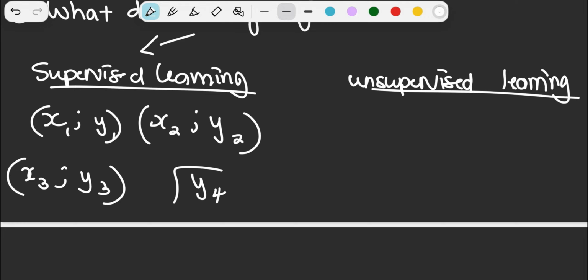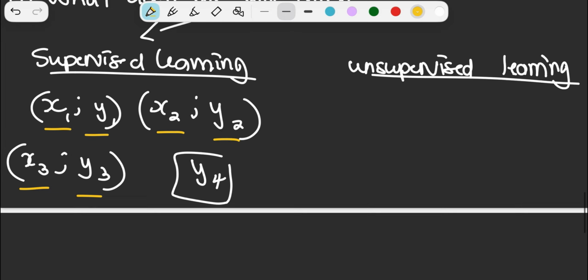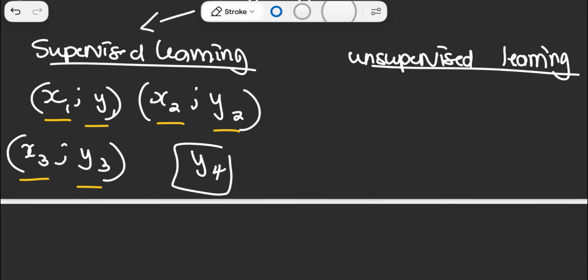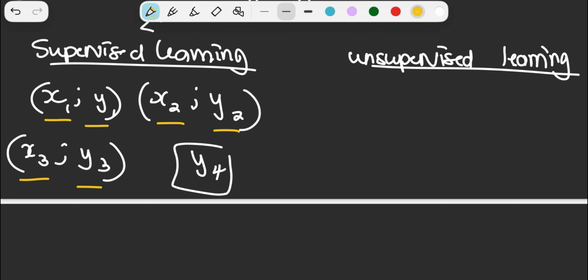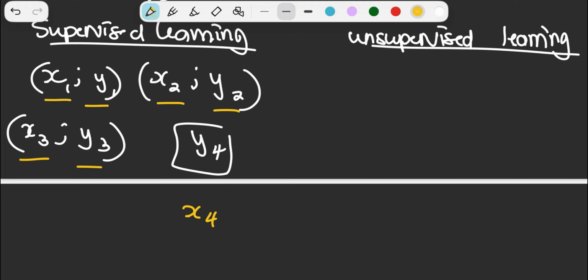If you've learned the relationship between x1 and y1, x2 and y2, x3 and y3, and you figured out that, okay, when x1 was this, y1 was this, when x2 was this, y2 was this, you can basically figure out y4 if I were to give you x4, okay? Because you've learned the relationship between x and y. So this is what we call supervised learning, okay?